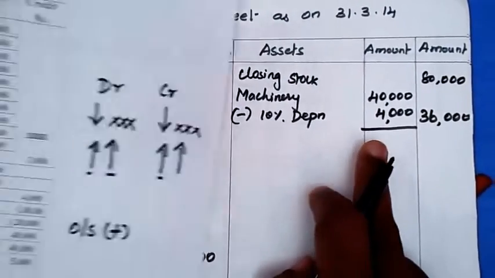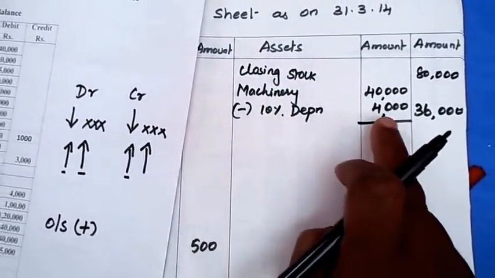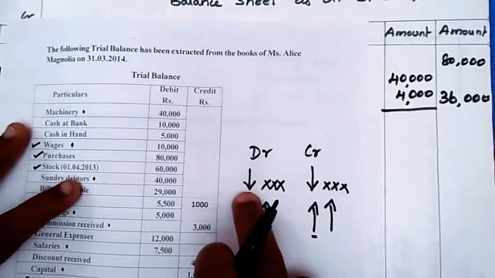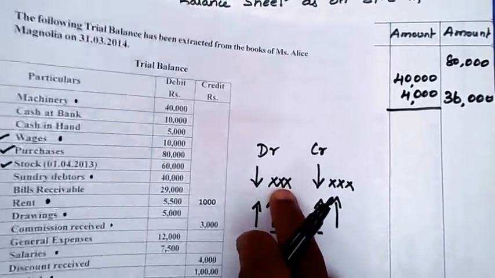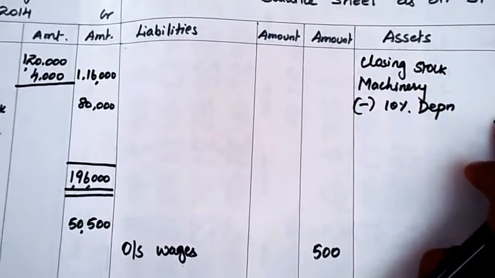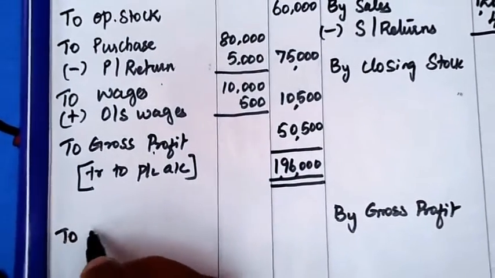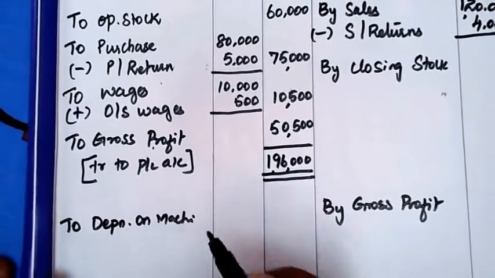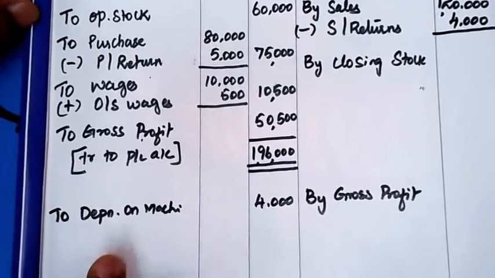What is the impact for this? 40,000 minus 4,000. The depreciation means decreasing the fund, no? Which means if any item which decrease the debit, you need to enter the amount under same side, that is debit side. So now you need to enter this 4,000 rupees under debit side of profit and loss account. Why? Because debit side to depreciation on machinery. How much? 4,000.